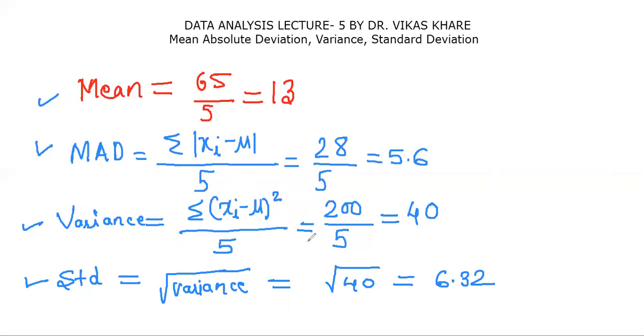In the first case, we identify the value of mean, 65 by 5, is equal to 13. Then with respect to the mean, we identify the value of sigma xi minus mu. Then divided by 5, 28 by 5 is equal to 5.6. In the last case, variance is sigma xi minus mu square divided by 5, equal to 200 by 5, equal to 40, and then standard deviation is equal to under root of variance, which is equal to 6.32.